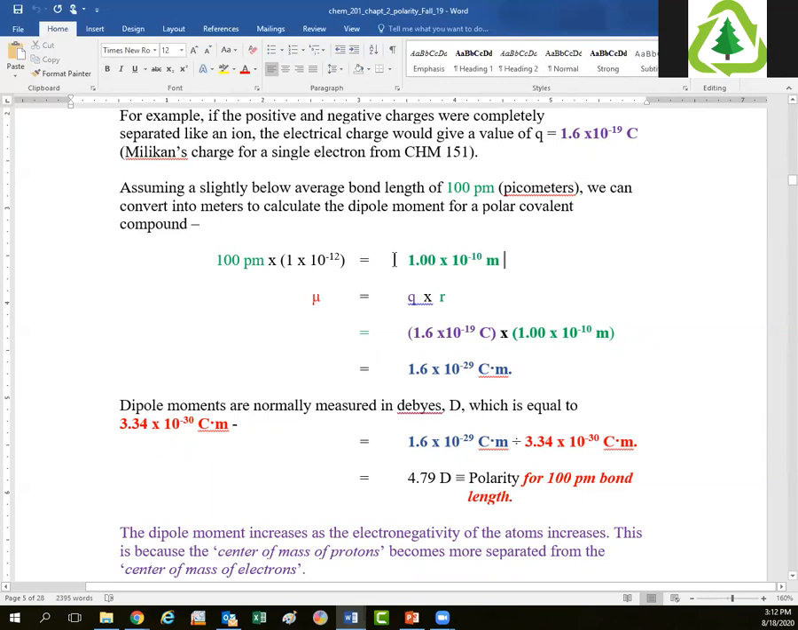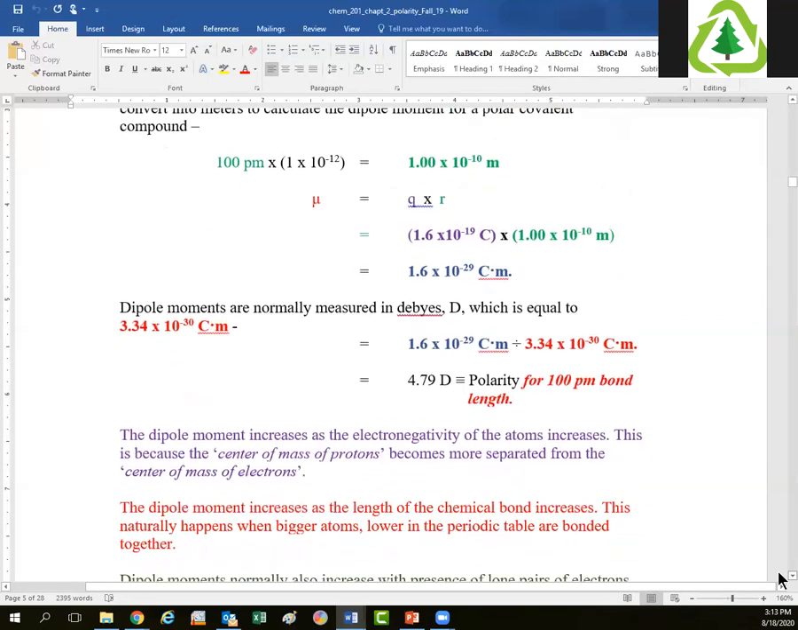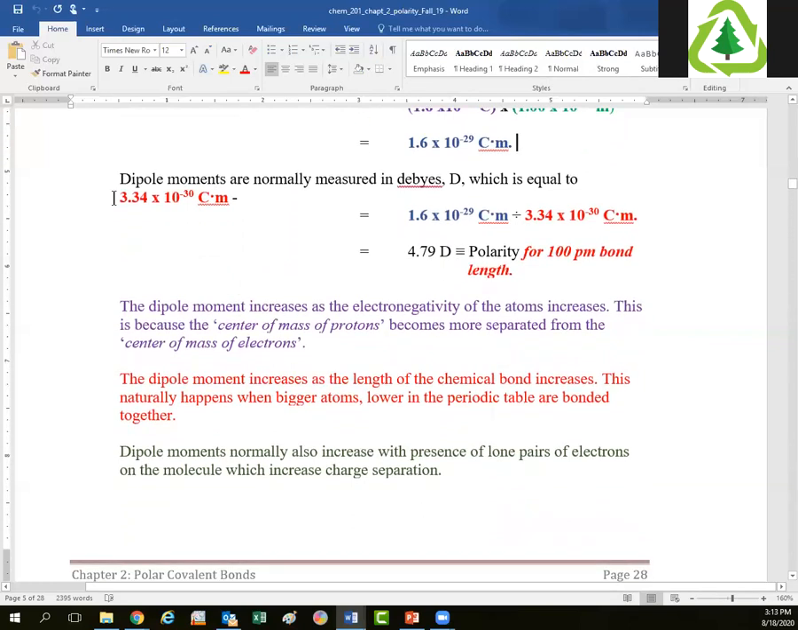So for that dipole moment, we take the charge, the value from Millikan's experiments, 1.6 times 10 to the negative 19, multiplied by that bond length that we are taking for this one. In an example, you'd be given an actual bond length. And so we get a value of 1.6 times 10 to the minus 29 coulomb meters. However, we normally measure that polarity in debyes. One debye is equal to 3.34 times 10 to the minus 30 coulomb meters. And so we take our value divided by the value for a debye. And in this case, it comes to a polarity of 4.79 debyes. And that's based on a bond length of 100 picometers.